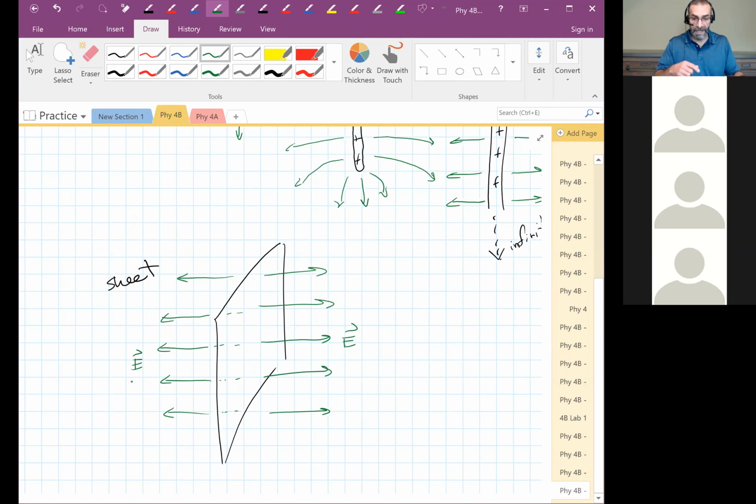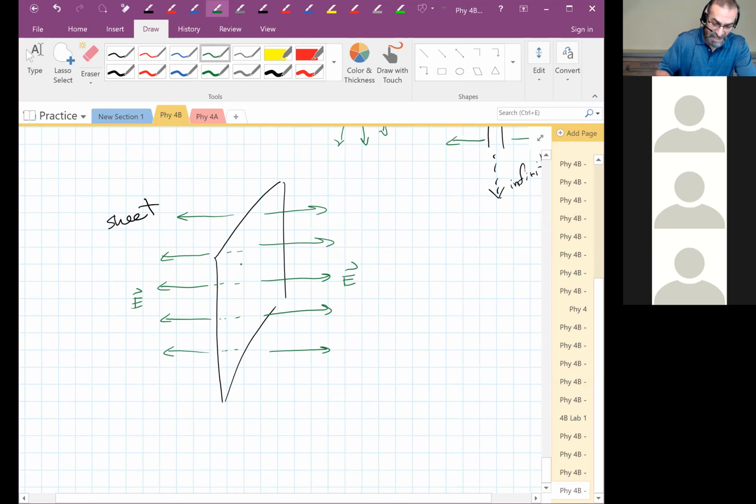So we want to find a Gaussian surface that matches the symmetry of the problem, whose sides are either perpendicular or parallel to the electric field lines. And so how would we orient it? This, of course, would be caused by a sheet of positive charge, where the electric field comes out from the positive charge. So we could choose any number of things.